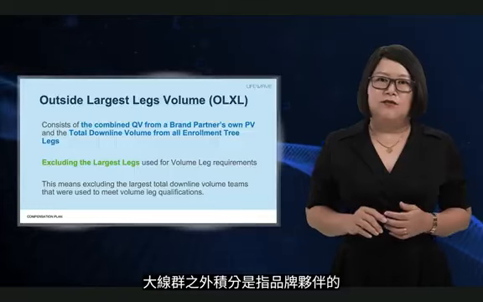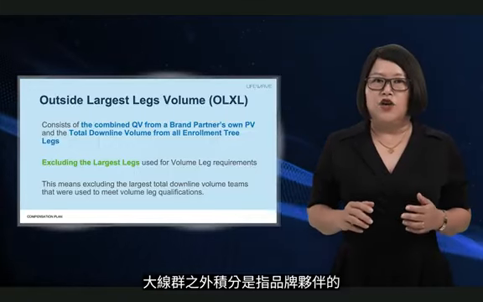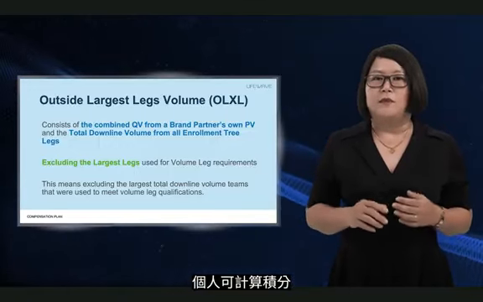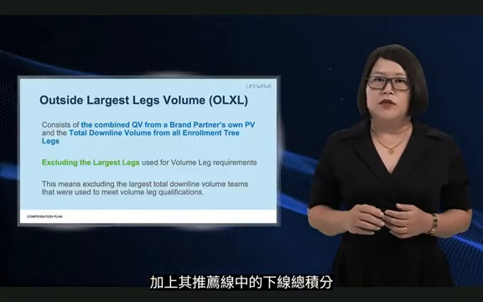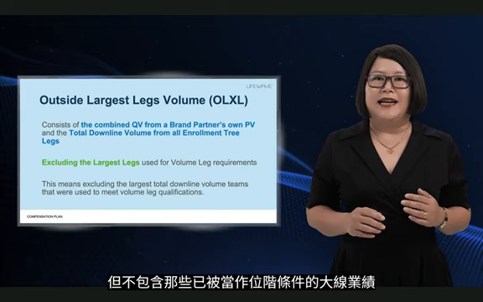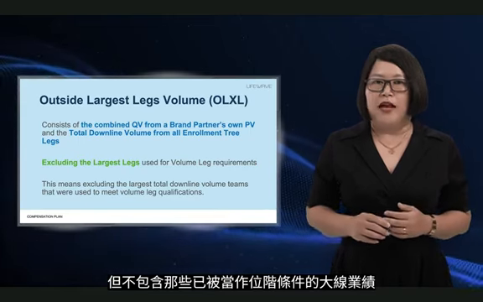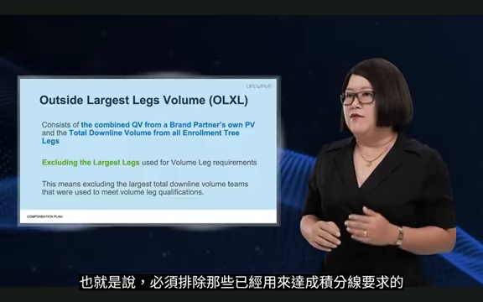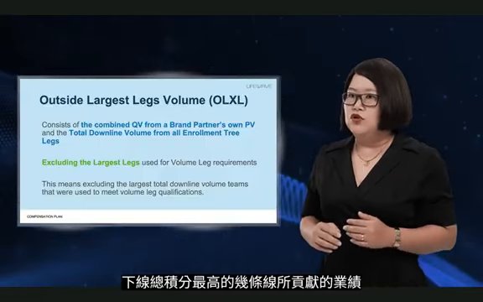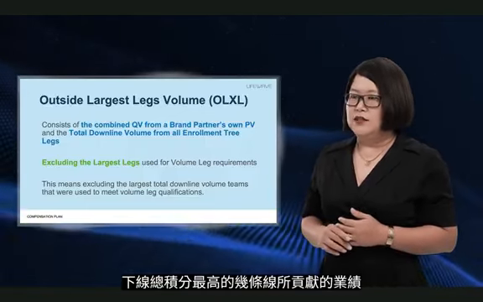Outside largest legs volume consists of the combined QV from a brand partner's own personal volume and the total downline volume from all enrollment tree legs, excluding the largest legs used for volume leg requirements. This means excluding the largest total downline volume teams that were used to meet the volume leg qualifications.